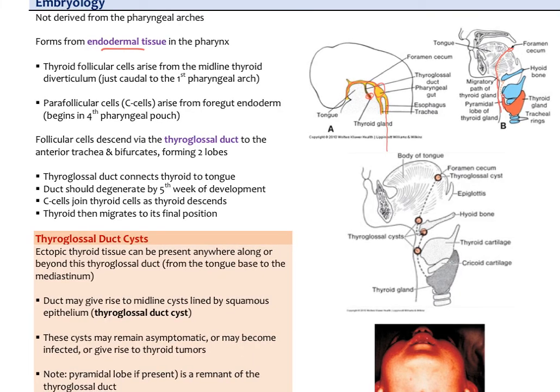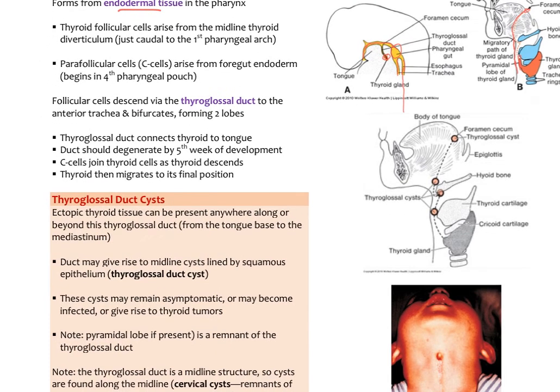The parafollicular cells, the C cells, arise from the foregut endoderm, and that begins in the fourth pharyngeal pouch. So that's part of one of those pharyngeal arches. So the follicular cells descend via that thyroglossal duct to the anterior trachea, and then it bifurcates, forming the two lobes. The thyroglossal duct connects the thyroid to the tongue directly, and usually it degenerates by the 5th week of development, and then the C cells join the thyroid as the thyroid descends to its final location, and then we have the final migration of the thyroid.